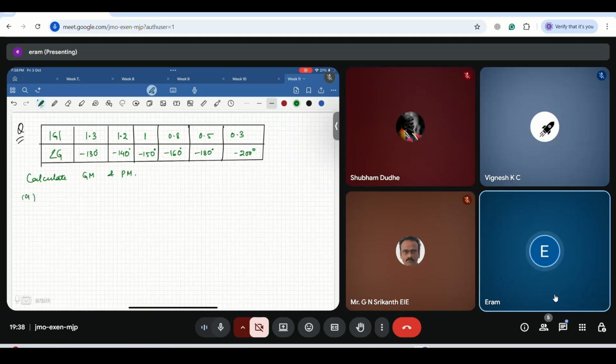The options are 6 dB and 30 degrees, 6 dB and minus 30 degrees, minus 6 dB and 30 degrees. The last one is minus 6 dB and minus 30 degrees. So if you remember the definition of gain margin and phase margin, by looking at this data, you can calculate what is the phase margin and what is the gain margin.